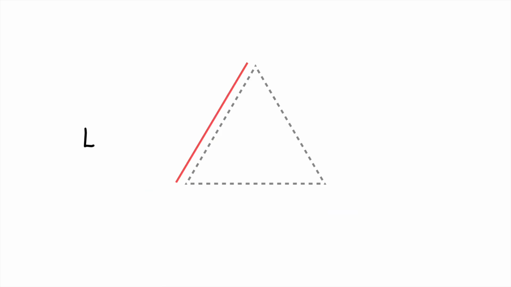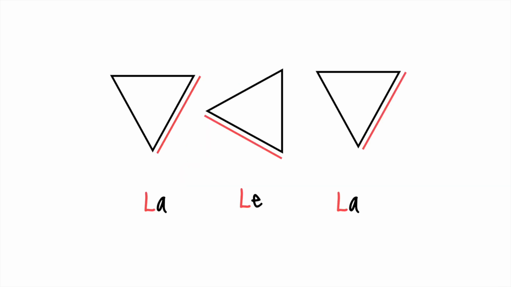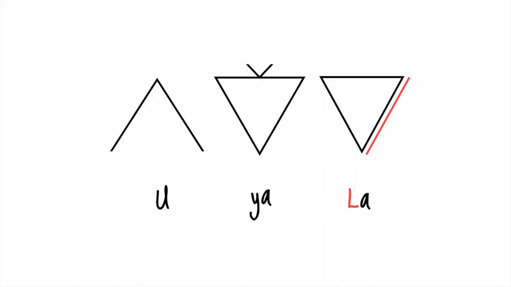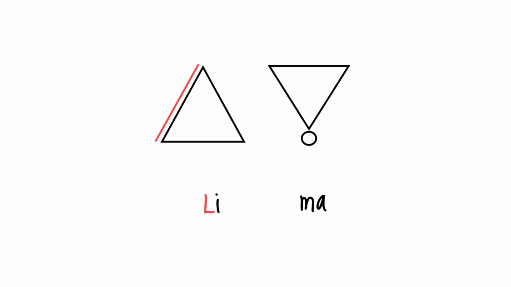The next approximant we can look at is the L or the la consonant. I would describe it as a slanted line situated next to the vowel triangle. Please pay close attention to how the consonant rotates with the vowels la, le, la. A practical example using consonants we have already learned is uyala or lima.